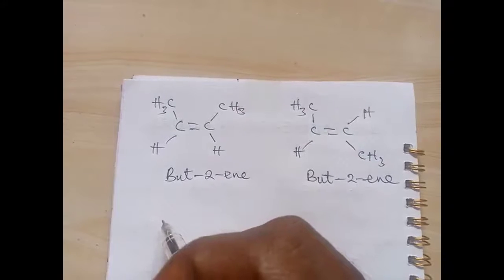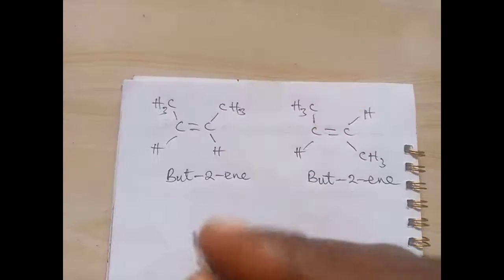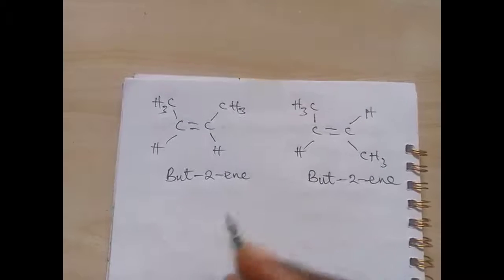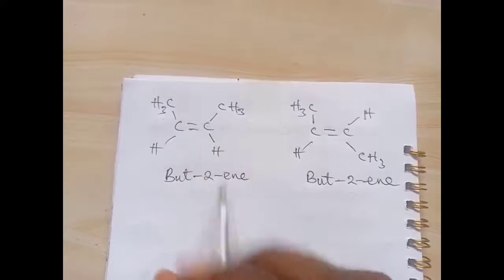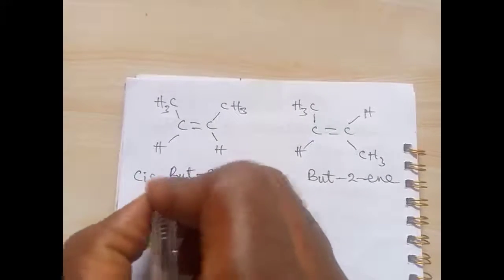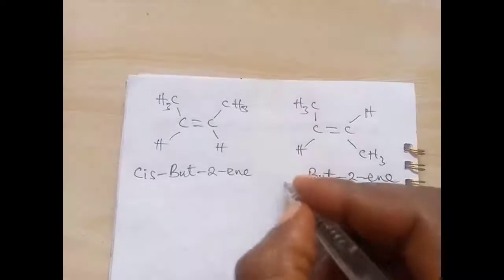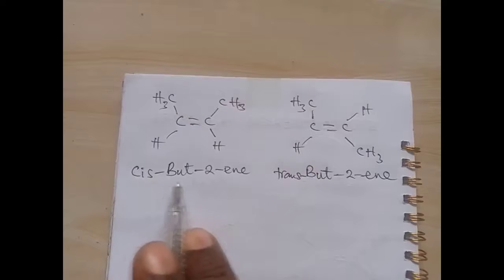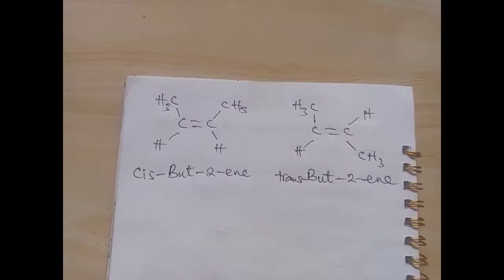identical or similar atoms or groups are on the same side. And we call it trans if similar or identical atoms or groups are on the opposite side. Here, the methyl group is on the same side. Because of that, this is cis, the same side. But when they are on opposite sides, we call them trans. So this is cis-but-2-ene and this is trans-but-2-ene.